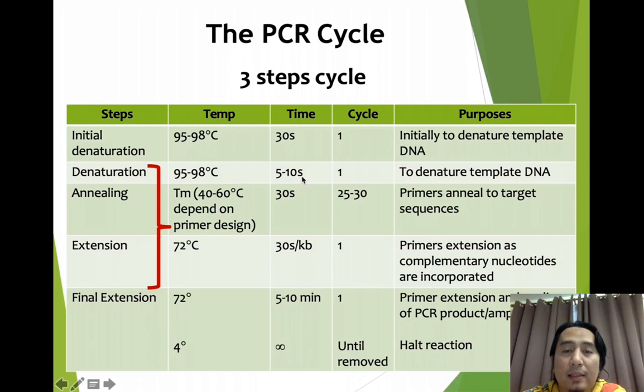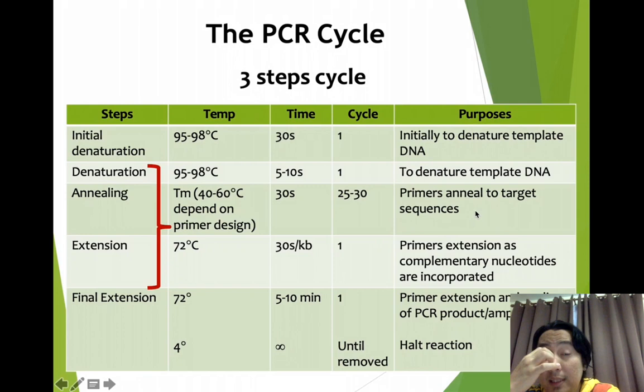After the DNA is denatured, the primer needs to anneal. The Tm depends on the primer design, so usually it's between 46 and 60 degrees. The time involved is 30 seconds, and the cycle is 25 to 30. The primer anneals to the target sequence.